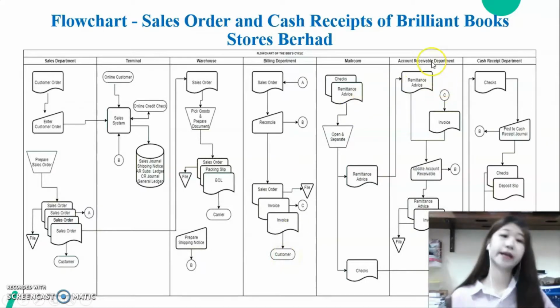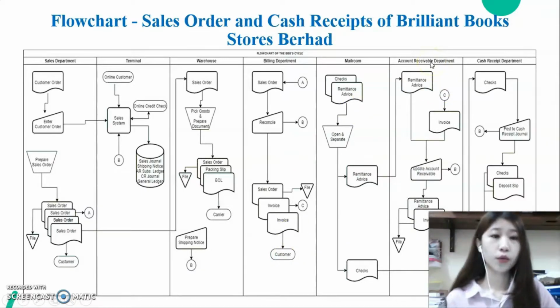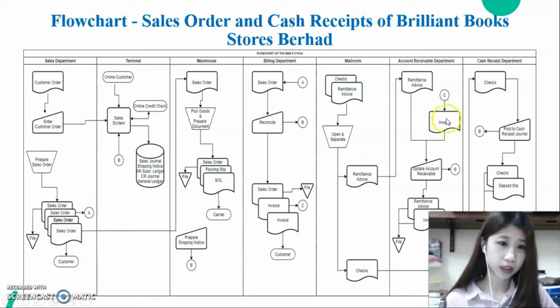Now let's move to the account receivable department. Once the account receivable department receives the invoice from the billing department, they will update the account receivable and then file the invoice in the department.